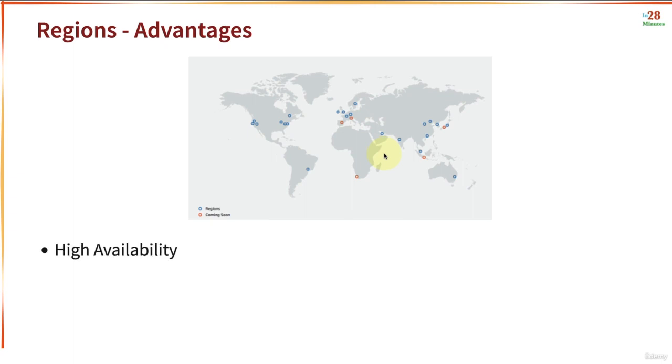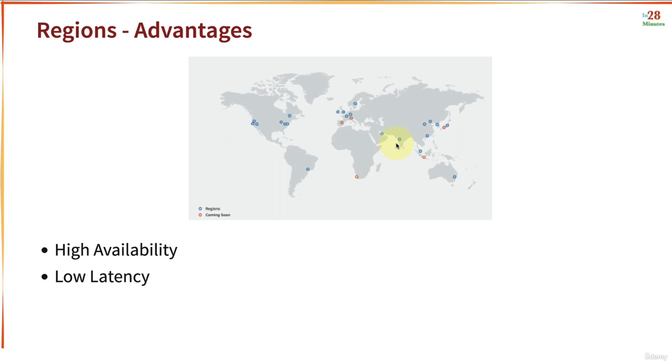Now, what are the advantages of having multiple regions? Number one is high availability. If you deploy your application to multiple regions around the world, even if one of these regions goes down, you can serve your users from the other regions. Number two is low latency. You can serve your users from the nearest region to them, and therefore they get low latency.